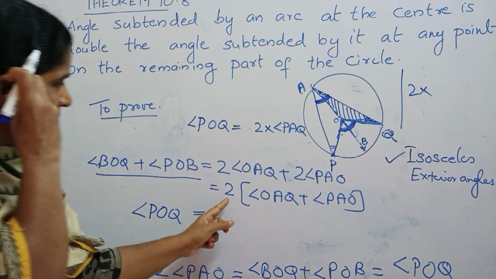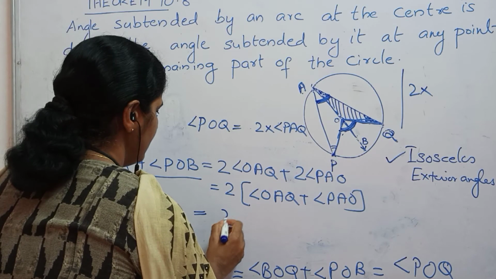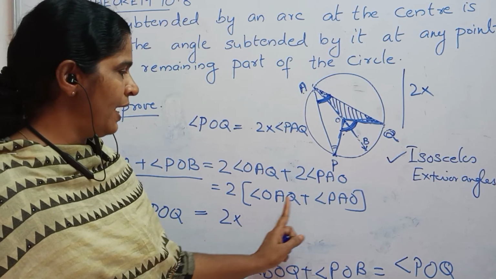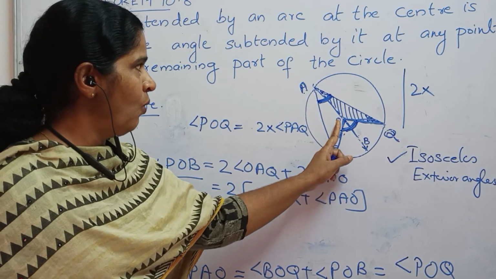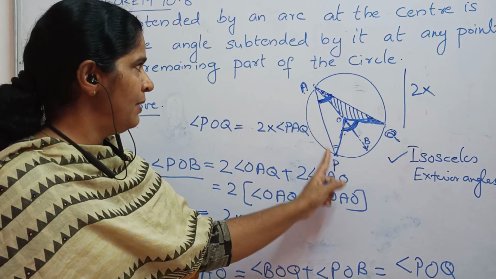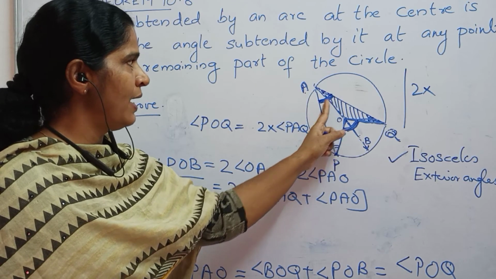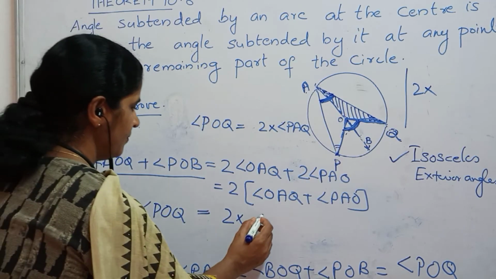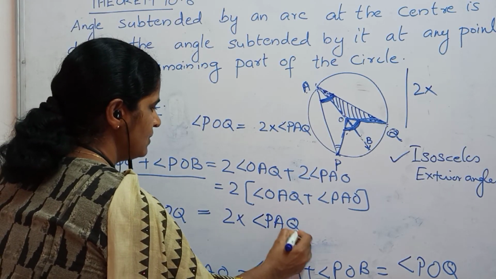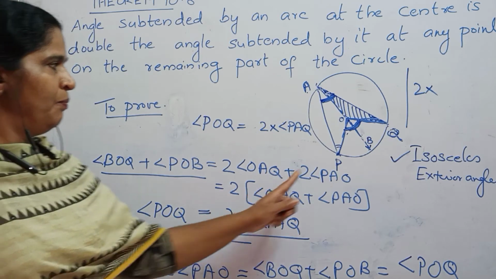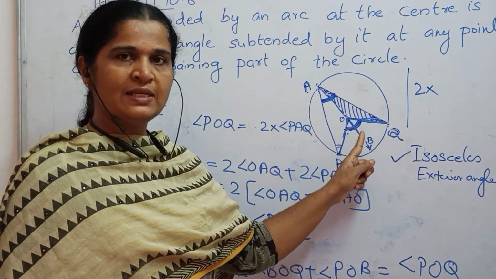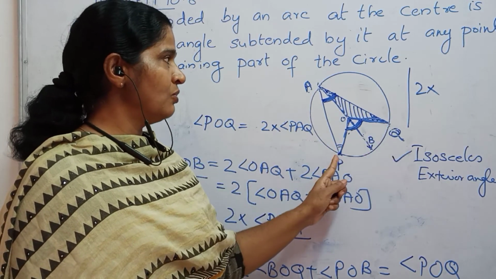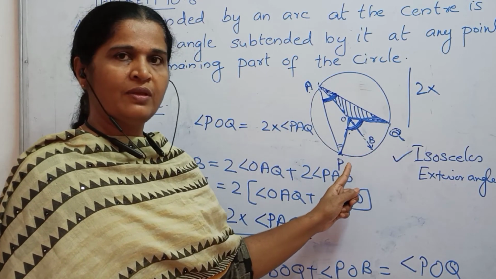Then on the other side, from the figure you can see OAQ and PAO. These two angles added together give you PAQ itself. This is what we needed to prove: POQ, the angle at the center of the circle, is always double the angle subtended by the same arc on the remaining part of the circle. Thank you.